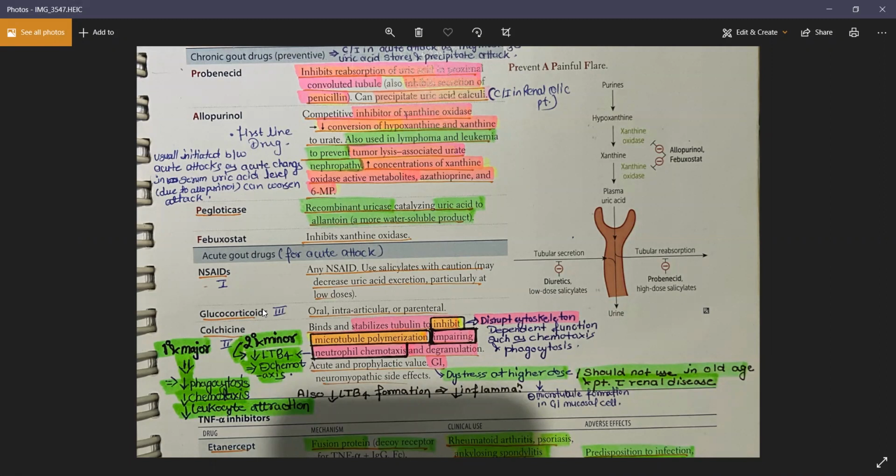The third line therapy includes the glucocorticoids. You will use these agents only when the NSAIDs and colchicine cannot be given, right? You can give these by the oral, intraarticular, or parenteral route. Okay.